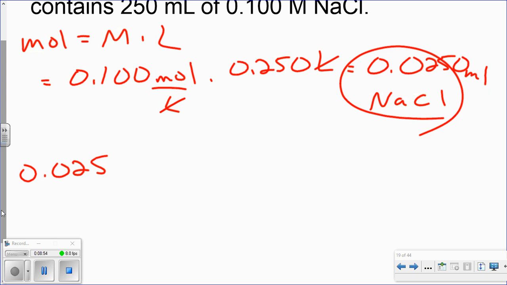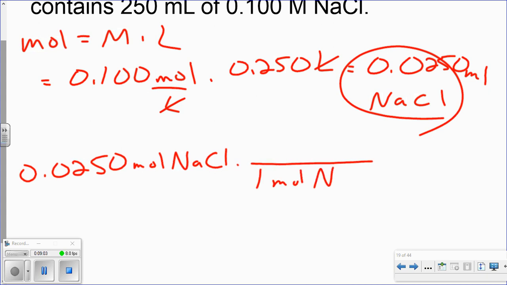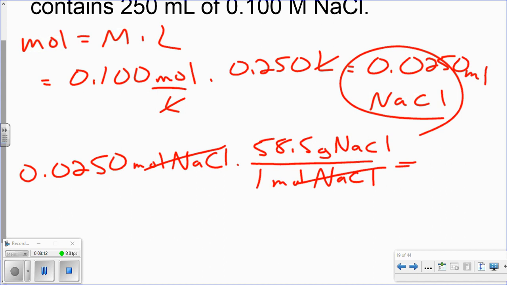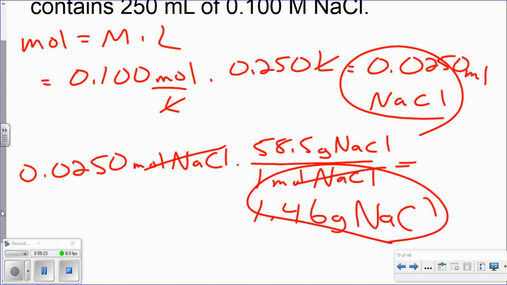So 0.0250 moles of NaCl, again, using molar mass as a conversion factor. You're going to put 1 mole of NaCl on the bottom, and 1 mole of NaCl has a molar mass of 58.5. And now you're going to multiply these two numbers together, and you end up with 1.46 grams of NaCl, and you are done. Okay, so that's that problem. Let's try another.